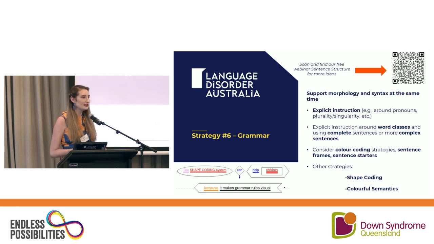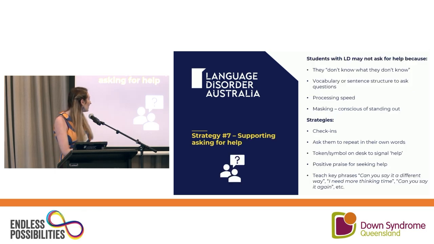But things to consider is supporting students to understand how to use a full sentence, or if they've already got their simple sentences, expanding further on that. Shape coding is a really good one to look up as well, and things like colourful semantics could be a good one as well.